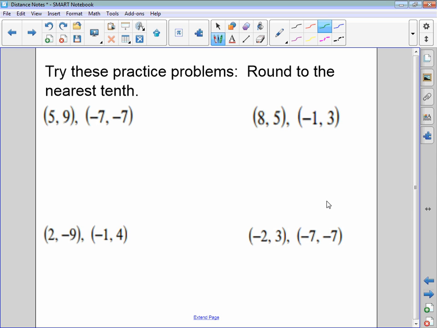Next lesson will be on the midpoint, and from the midpoint we will go on to the slope.